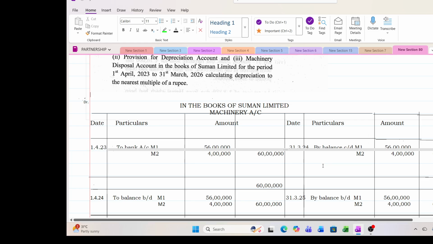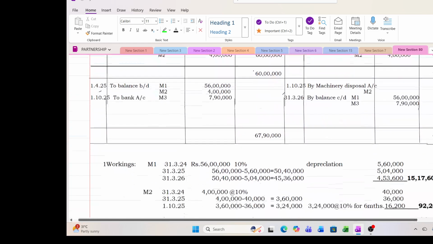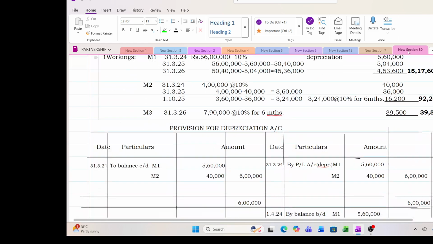On 31/3/24, we have to provide for depreciation. That is 10%. I gave the calculations here. You can go through it. 56 lakh at the rate of 10% on 31/3/24. For machine number 1, it will be 5,60,000. And for machine number 2, 4 lakh rupees at the rate of 10% is 40,000.